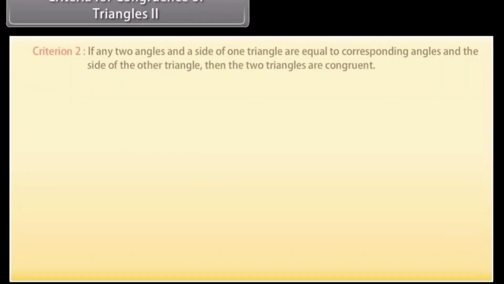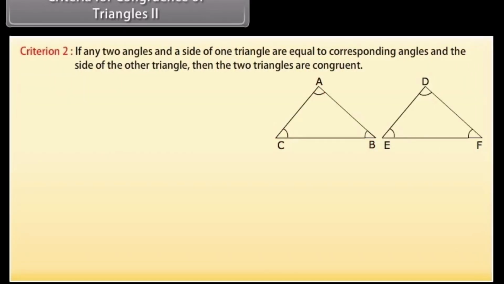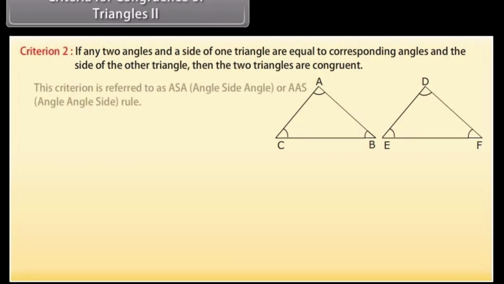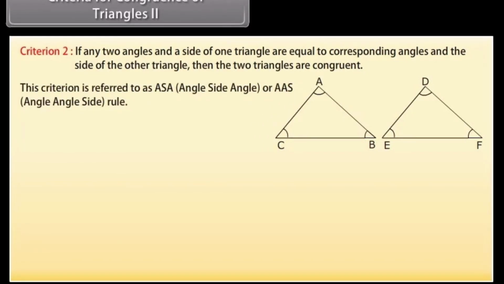Criteria for congruence of triangles 2. The next criterion for the congruence of triangles is that if any two angles and a side of one triangle are equal to the corresponding angles and the side of the other triangle, then the two triangles are congruent. This criterion is referred to as ASA, angle side angle, or AAS, angle angle side rule. Let's solve an example now.